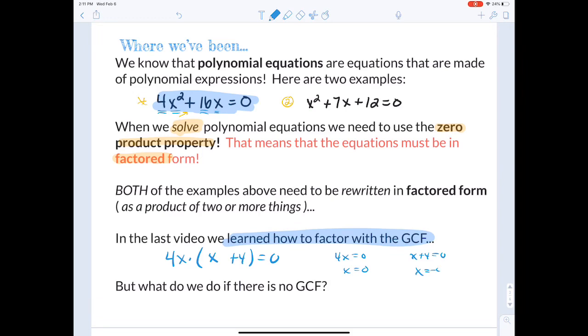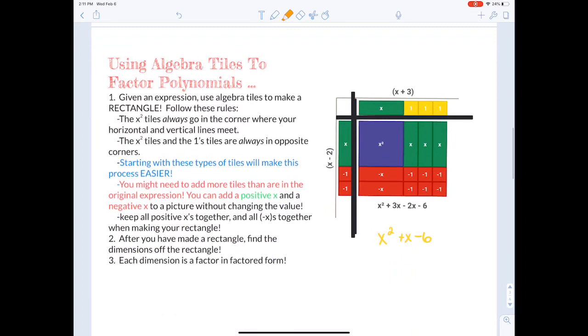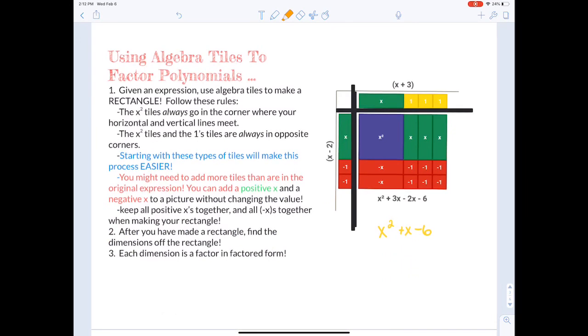So I'd be able to use my zero product property to solve and find the possible values of x. But what we're looking at today is what happens if there is no GCF, like example number 2. What I notice is the numbers 1, 7, and 12 don't have anything in common, and not all of the terms share x's, so they don't have any common x's. So what we're studying today is what do we do if there isn't a GCF? Now, what we're going to use for today is algebra tiles.